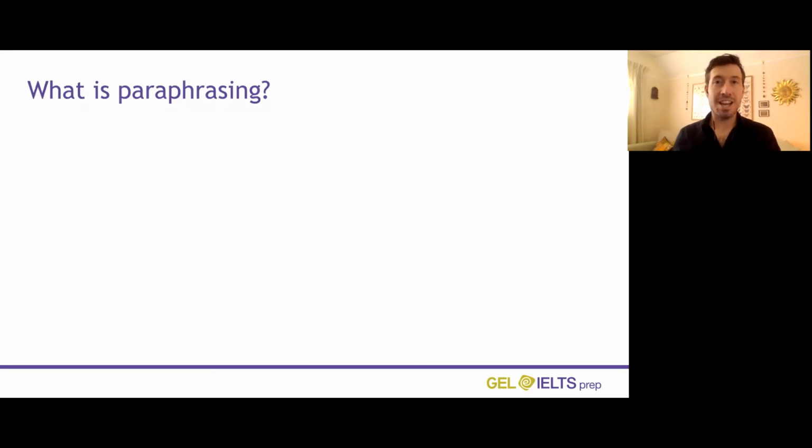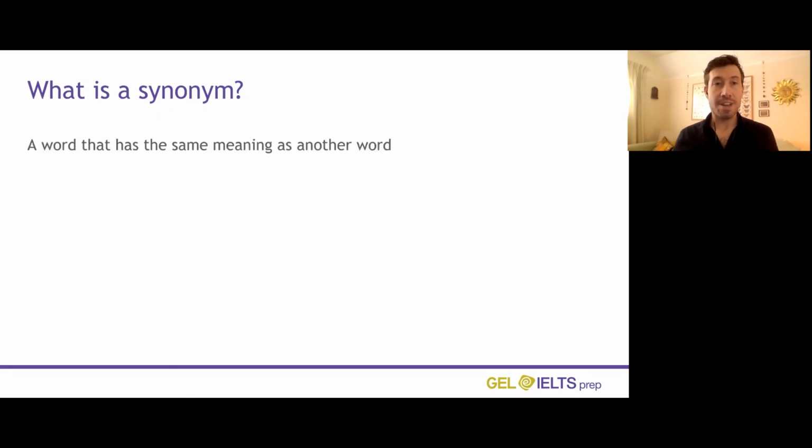So let's start with what is paraphrasing. Well, the first two things we need to understand are synonyms and word families. Paraphrasing uses both of these, and we're going to cover these right now. So let's start with synonyms. First, we need to know what is a synonym exactly. So a synonym is a word that has the same meaning as another word. Let's take a look at some examples.